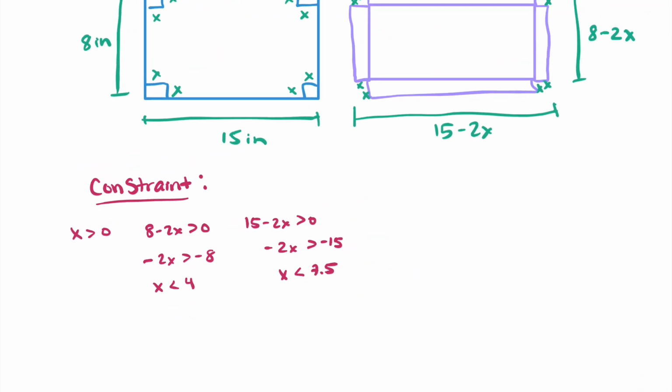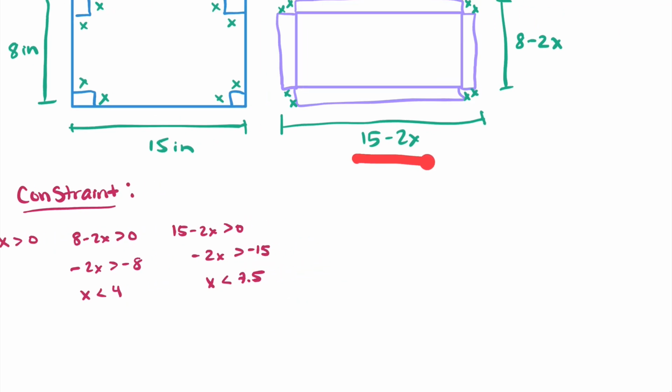Now, we have three things. We know that no matter what, the amount you're cutting out has to be greater than 0. We have to have a constraint. It has to be less than 4 and less than 7.5. Let's say we have an answer of 6 when I'm all said and done. If I put it in here, it's going to work fine. Put it in here, it's going to work fine. Put it in here, it's not going to work fine. 8 minus 12 is negative 4, you'll have a negative volume.